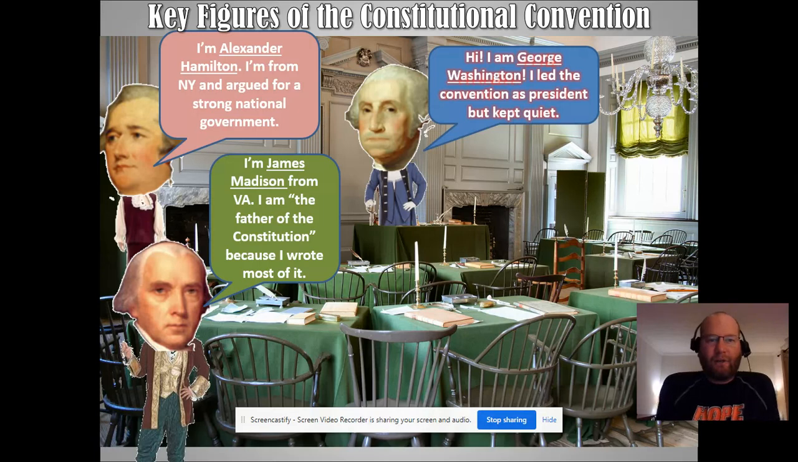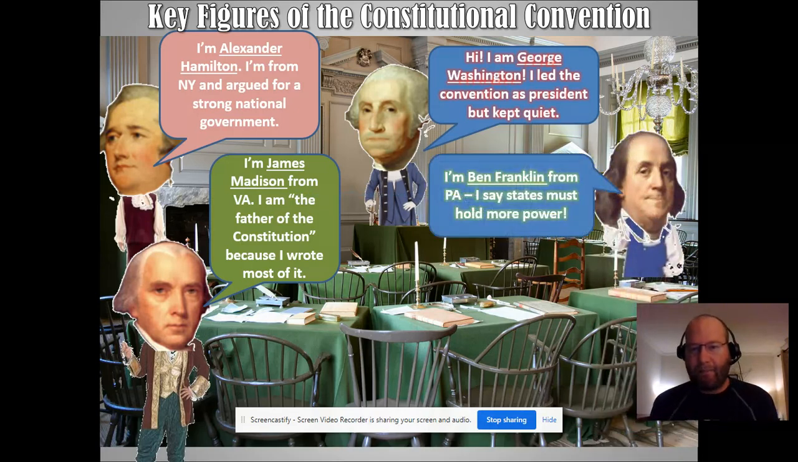I'm from New York and argued for a strong national government. So he saw the weaknesses of the Articles, that there wasn't a strong national government. He felt there should be. So he starts to argue for this new government having more power up front with our federal or our national government.